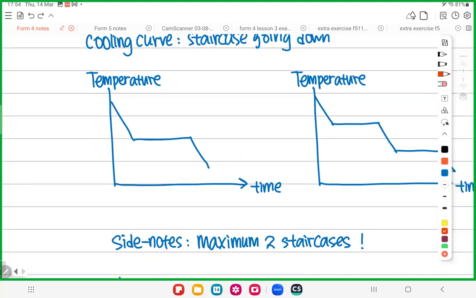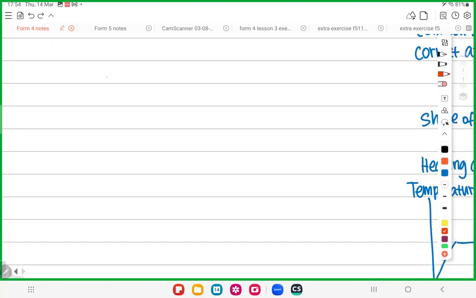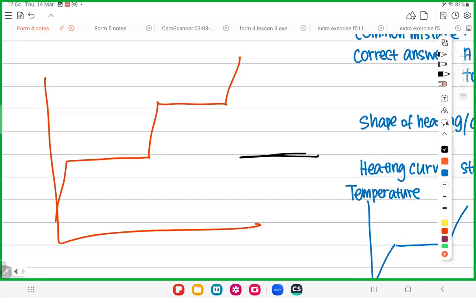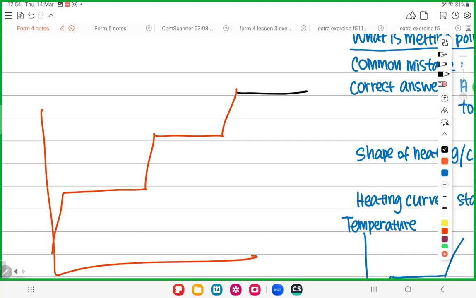Okay, so example, you can see this is the staircase, right? Okay, so how to know how many staircases you have? Staircases, you go to see the horizontal line. You see how many horizontal line you have. You see 1 and 2 horizontal line. So you have 2 staircases. If they put another one here, 3 staircases, which is impossible. Maximum only 2 staircases. I will tell you why later.